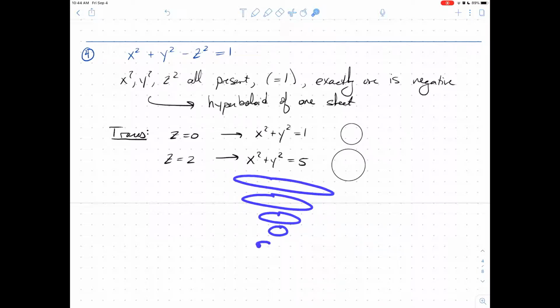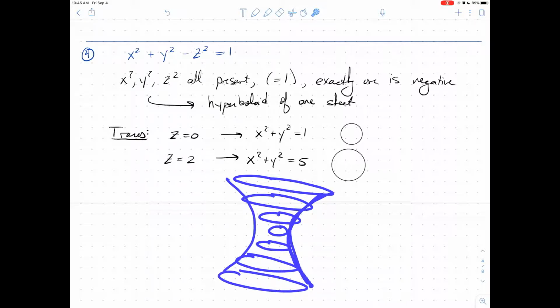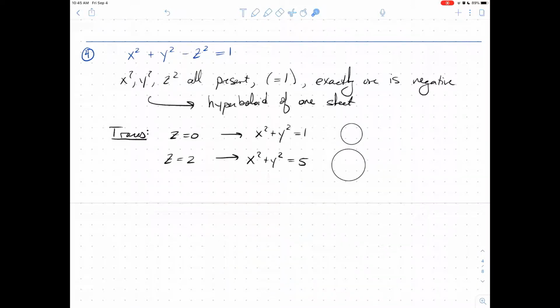And if you go negative, it's the same thing. They get bigger and bigger and bigger. So we can get some sense that the surface should look like that. That's actually what it looks like. But let's do a couple of the other traces as well, just to see what's going on.